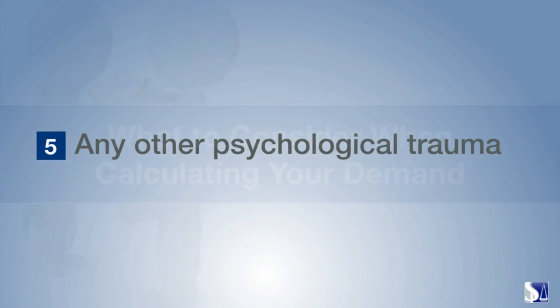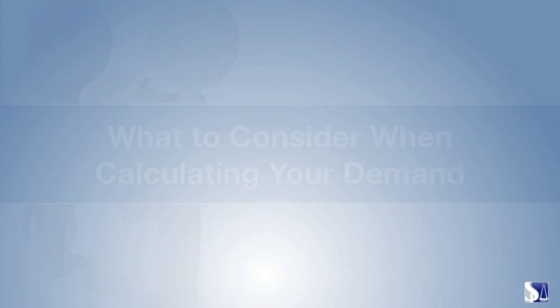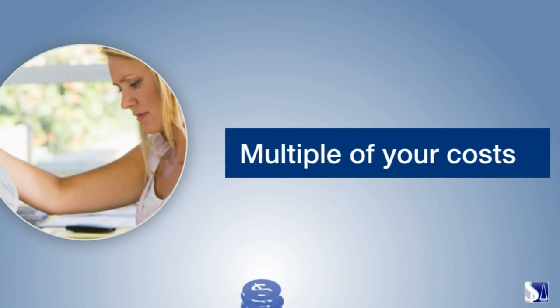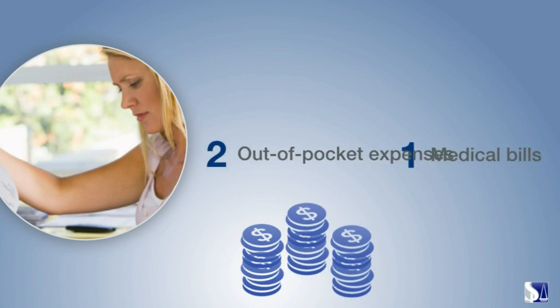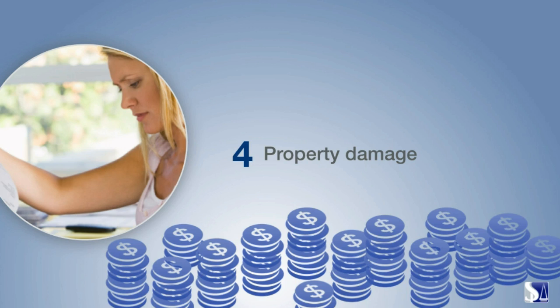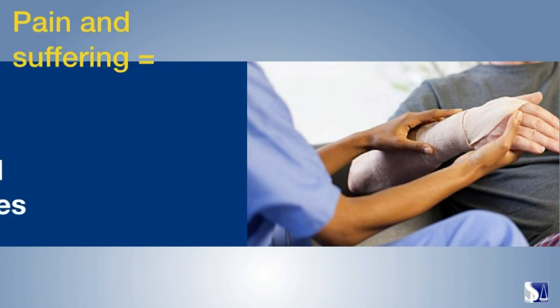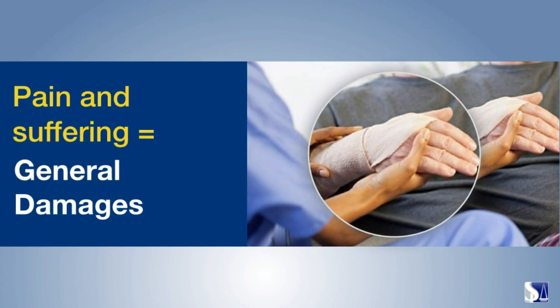Here are some things you'll want to consider when calculating your demand. A basic method of calculating a pain and suffering settlement is to use a multiple of your actual costs. These can include medical and therapy bills, out-of-pocket expenses, lost wages, and property damage. These actual costs are known as special damages or specials. Pain and suffering is in a separate category known as general damages. Totaling the amount of your specials is a relatively straightforward task. You simply add up all of your bills and receipts. But coming up with a figure that fairly represents your pain and suffering, well, that can be a challenge.